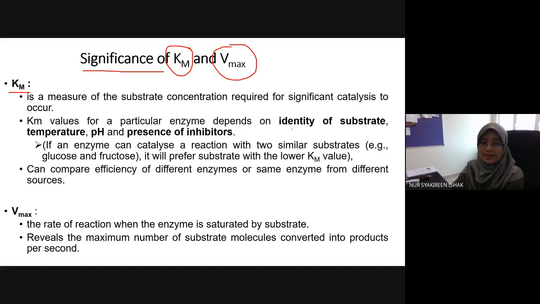Okay, so these are the factors that affect the Km value for a particular reaction to occur, a reaction that is catalyzed by an enzyme.